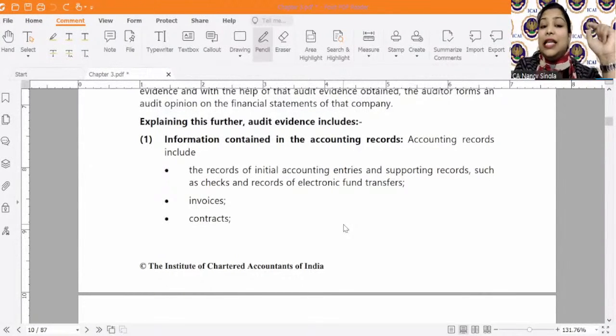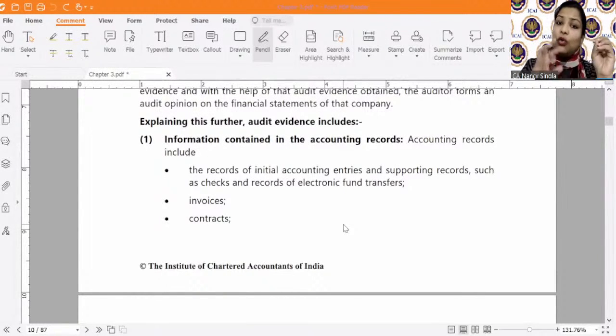Why? If you remember, we have done SA 220 relating to quality control, the quality of an audit, right? Then we did Standard on Quality Control 1. SA 220 says that the engagement partner is responsible for maintaining the quality of an audit engagement. And SQC 1 says that an audit firm has to establish policies and procedures so as to ensure quality in the audit of financial statements.